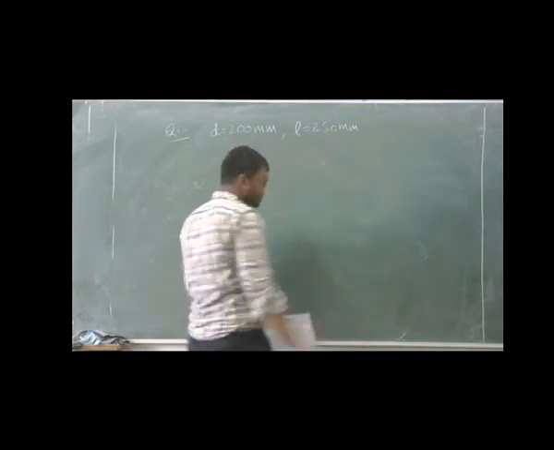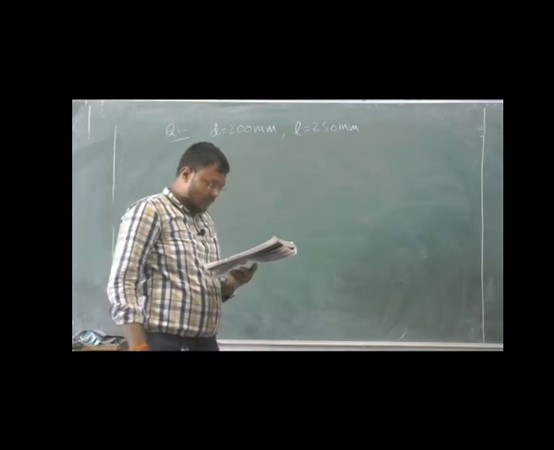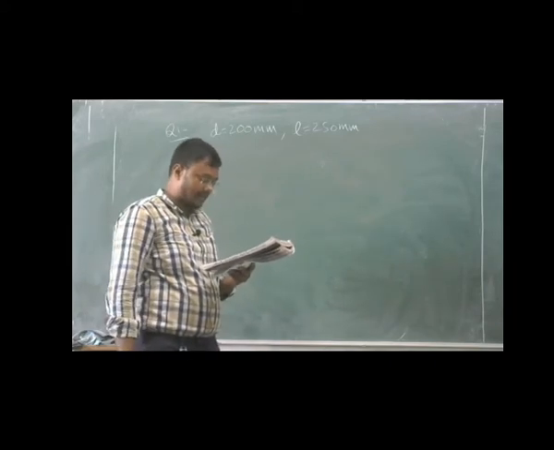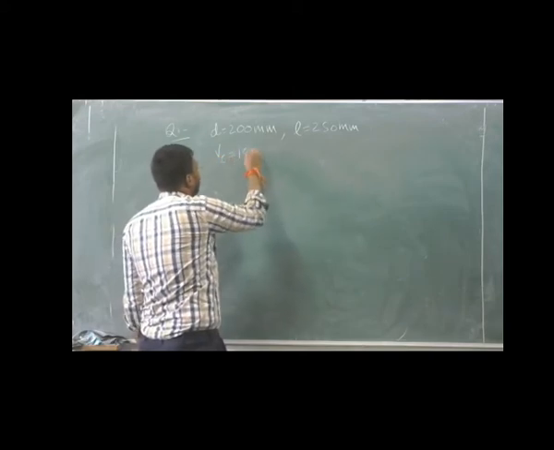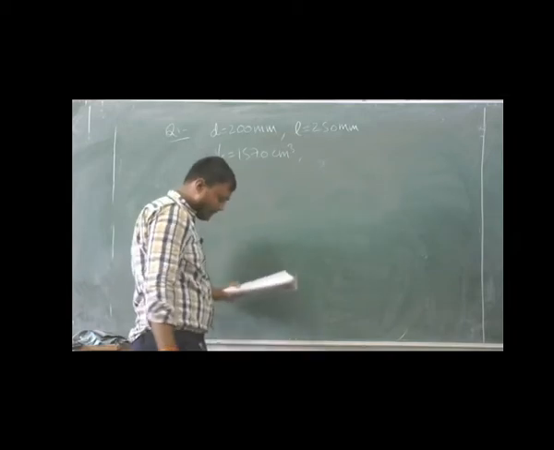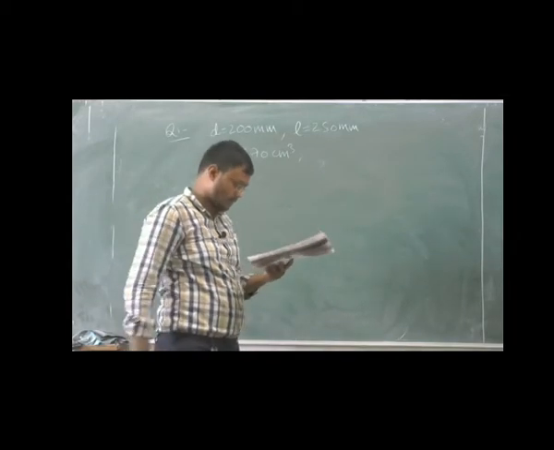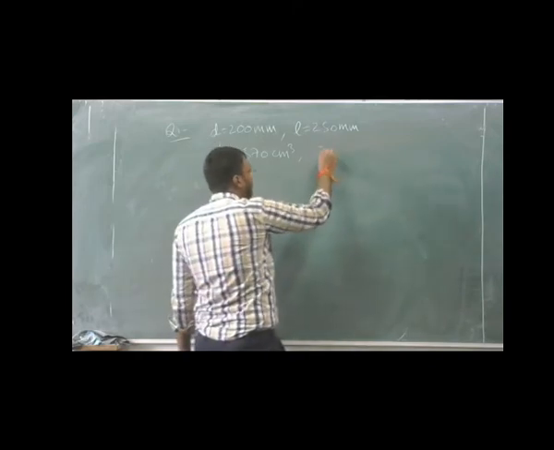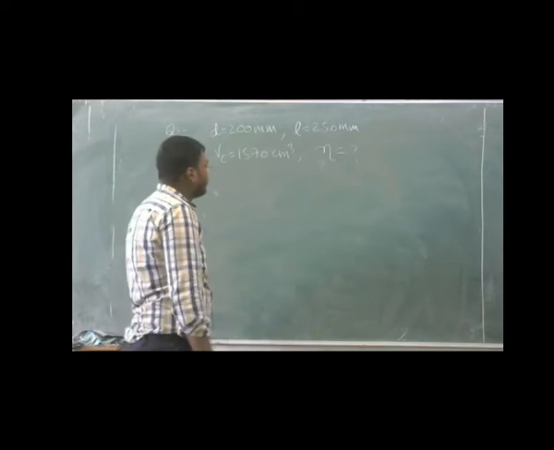Clearance volume is equal to 1570 cubic centimeters. Clearance volume is given, Vc is equal to 1570 cm cube. Find the air standard efficiency of the cycle. So we have to calculate eta, which is asked in the question.